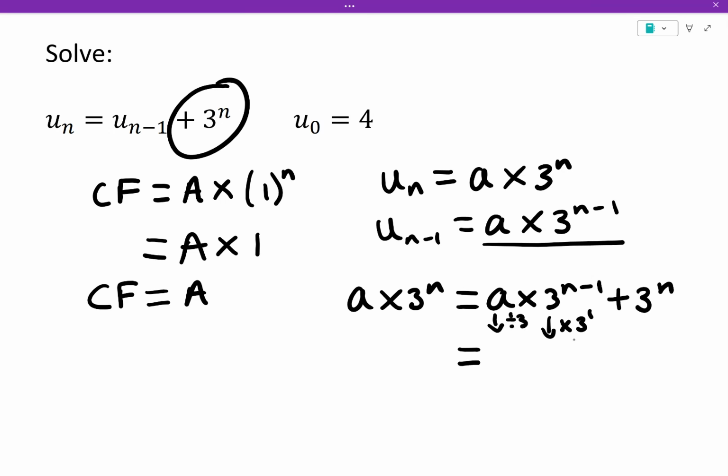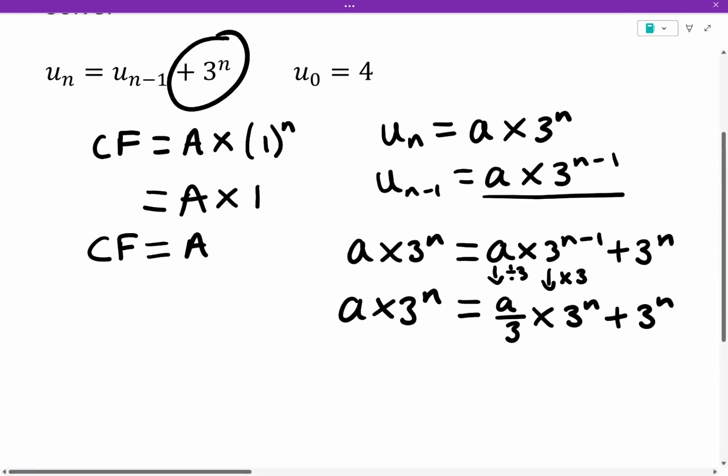Because if you're multiplying by 3 and dividing by 3, then you're doing nothing. Both of those cancel each other out. So now let's write out my new equation. It's going to be a times 3 to the power of n, and then we're going to have a divided by 3, so I'll write it as a over 3. And then this here is going to be 3 to the power of n, which is what I was trying to get. And then we've got the plus 3 to the power of n.